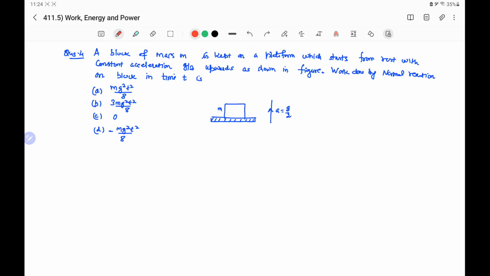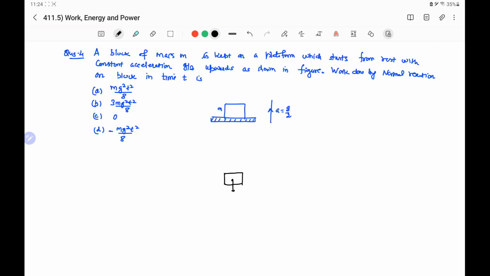Fourth question is, a block of mass m is kept on a platform which starts from rest with constant acceleration g by 2 upward as shown in the figure. Work done by the normal reaction on the block in time t is. For this, we have to first draw the free body diagram of the block. This is the block.